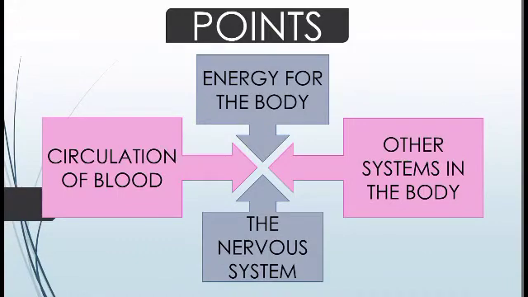In this part of the video, we are going to see energy for the body, what all constituents and how the substances that are formed in the body help to be part of energy that helps us to do different kinds of activity throughout the day. Circulation of blood in different parts of the body, other systems in the body, and the nervous system. So, let's continue with the explanation part and see each point in detail.